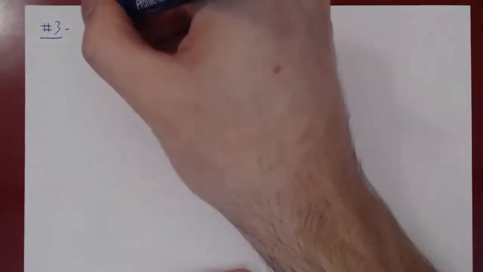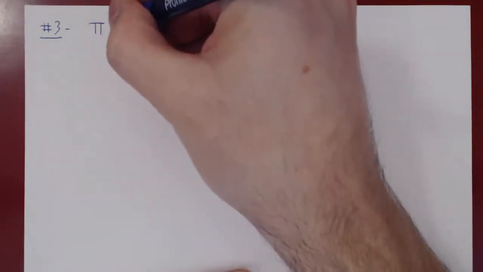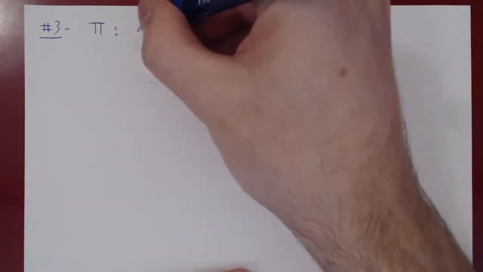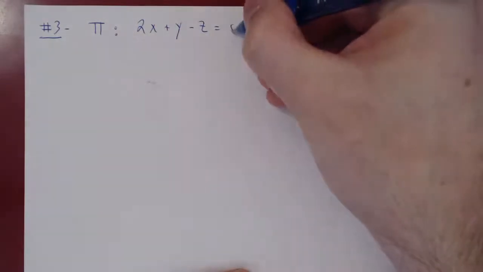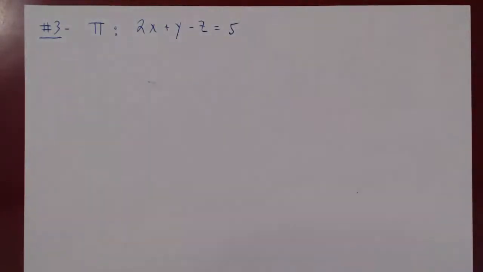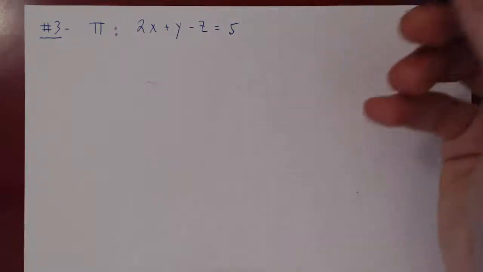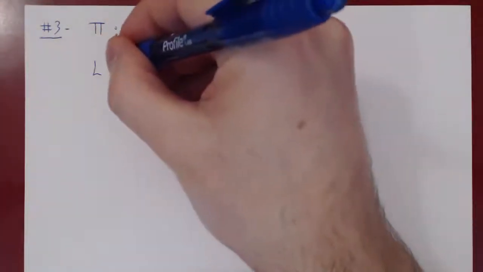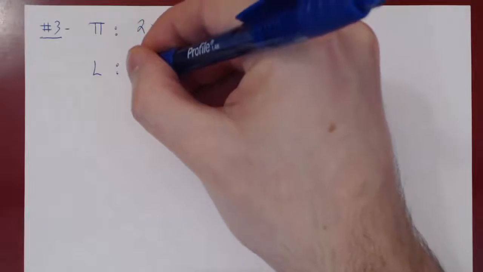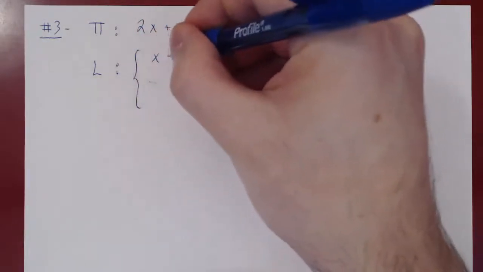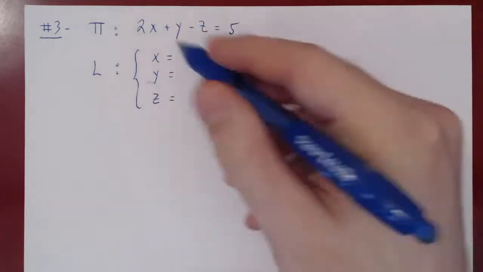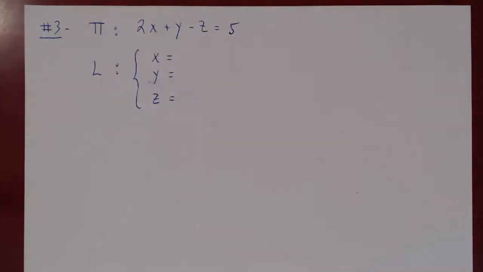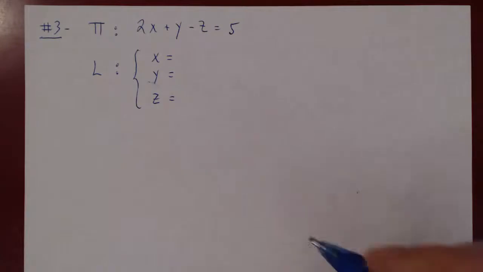Let's take our plane, given by the equation 2x + y - z = 5. And let's take the line, and here I'll write the line already in parametric equations form. If it were in vector form, simply change it to this form, and this will make the solution really easy to see.